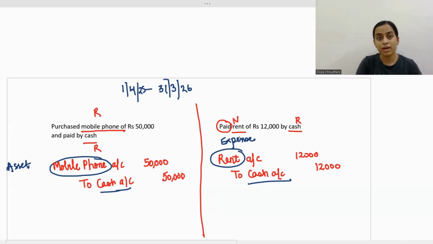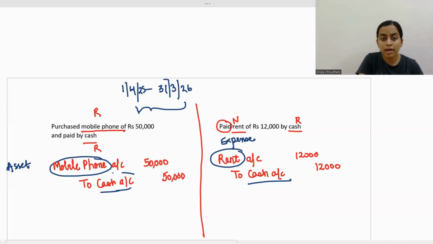Whereas in case of rent, if you've paid rent 12,000 for this entire 1 year, will you still have to pay rent for the next year, or you can just simply say, "अरे मैंने पिछले साल pay कर दिया, अब नहीं pay करना है"? This won't happen, right? You will have to pay rent for the next year also. So you cannot carry forward rent in the next year. Whereas mobile phone can be carried forward in the next year.